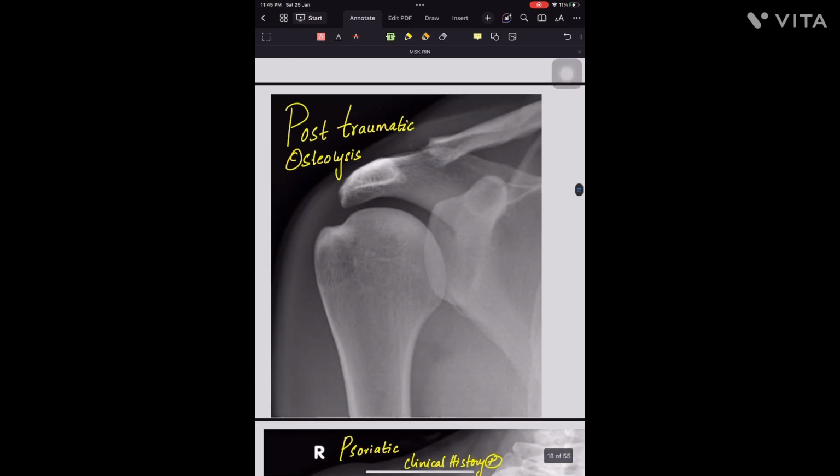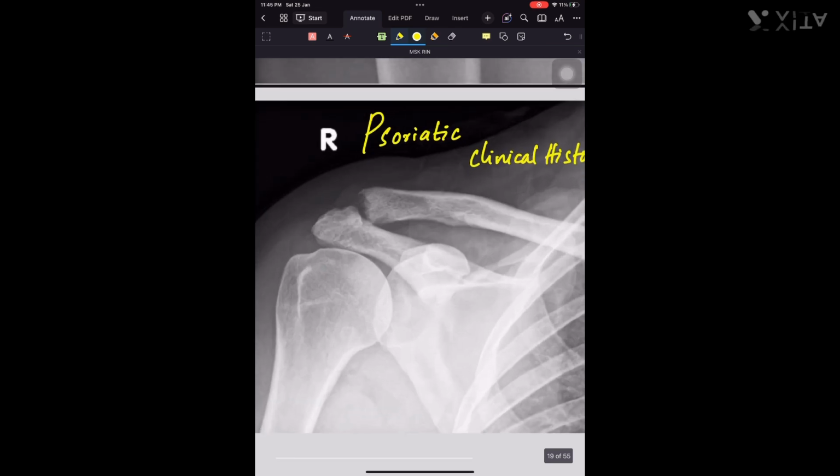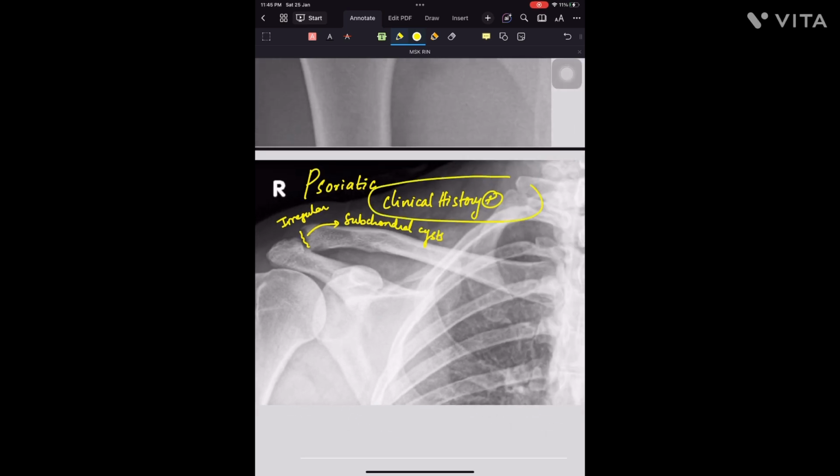Then comes the second condition where there are irregular erosions in the distal end of the clavicle, and it is seen in post-traumatic osteolysis in this example. The third example is showing irregular erosions in the distal end of the clavicle as well as a few subchondral cysts noted at the distal end. Here the clinical history is the clincher to the diagnosis of psoriatic arthritis.